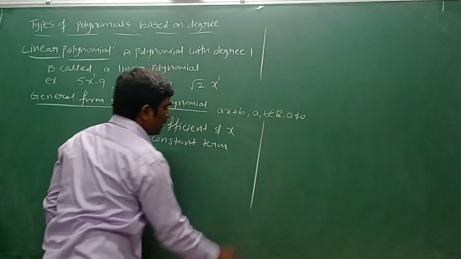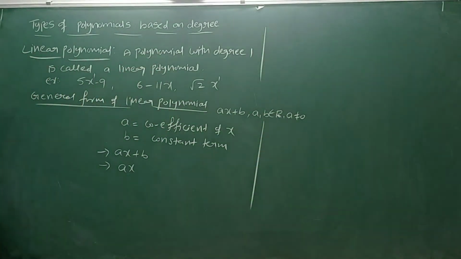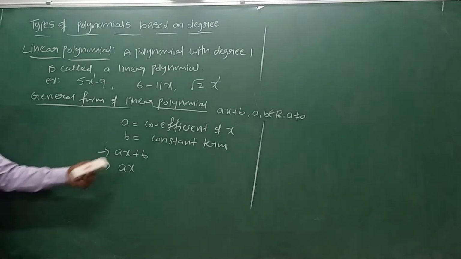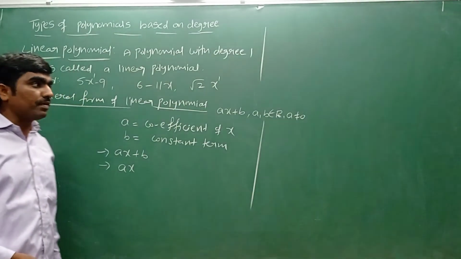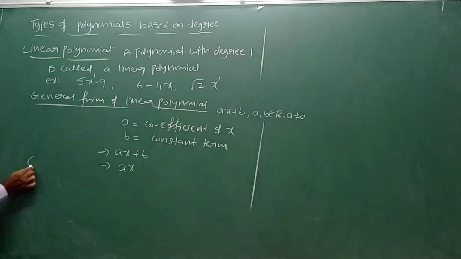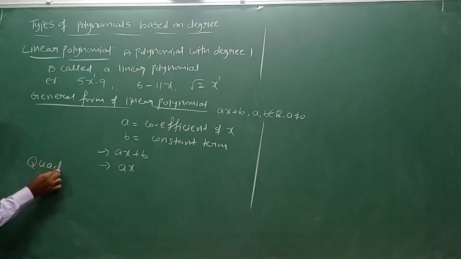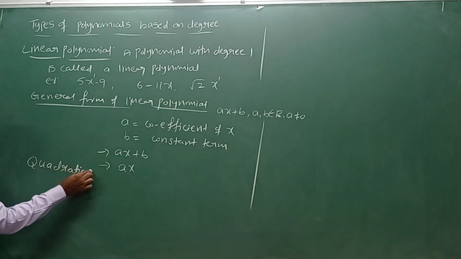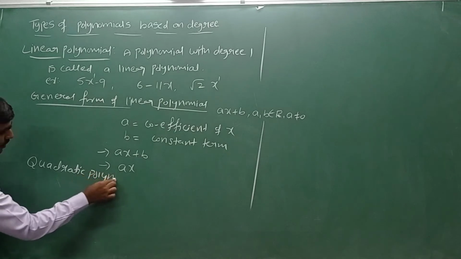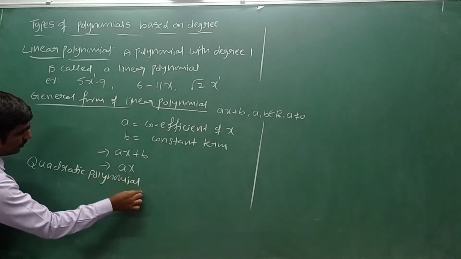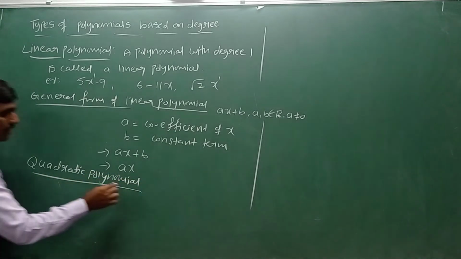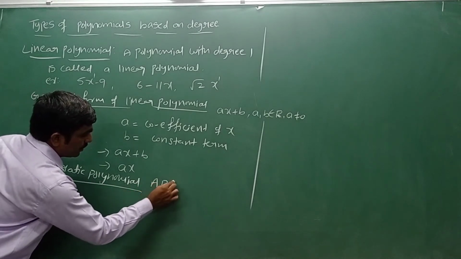Now let's see the next one. What is degree 2? Degree 1, I said, is linear polynomial. What is degree 2? Quadratic polynomial. Yes, it is a quadratic polynomial. What is a quadratic polynomial? A polynomial with degree 2.